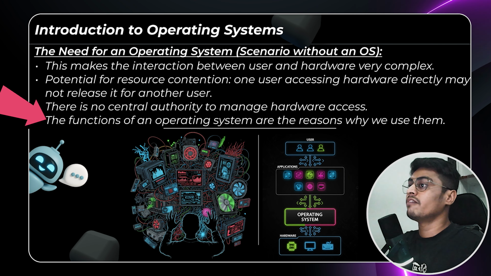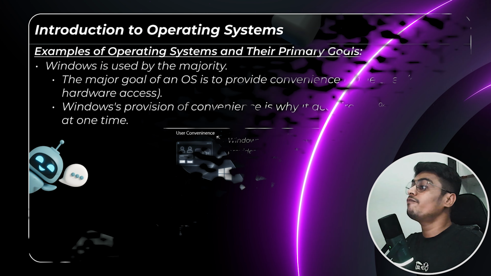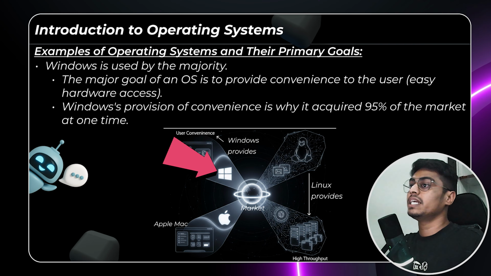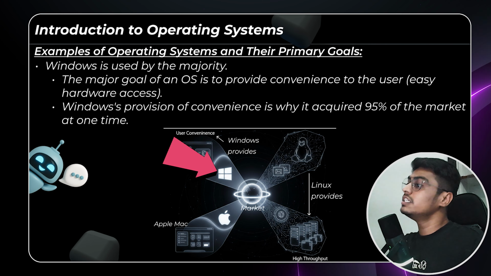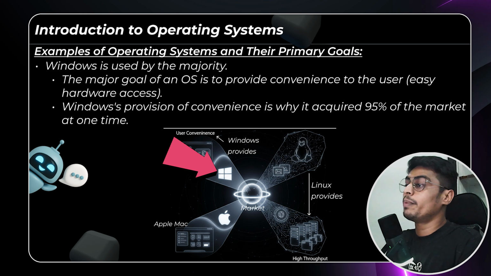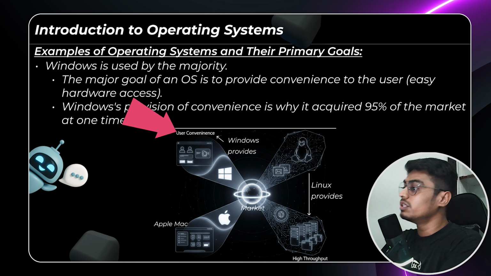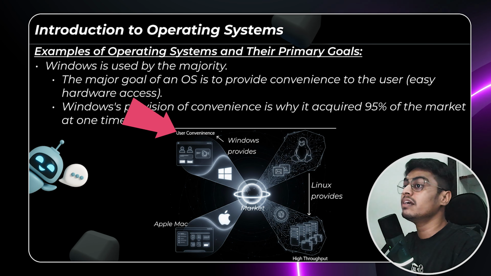We will see that all the functions of operating system can be called the reasons why we use operating system in our systems. If I give a basic example of operating system, the first operating system that's used by the majority is Windows. Why are we using operating system? The major goal of operating system is to provide convenience to the user. Yes, it provides convenience, meaning I can access my hardware in the easiest way.